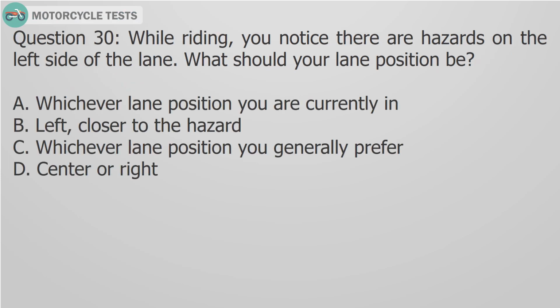Question 30. While riding, you notice there are hazards on the left side of the lane. What should your lane position be? A. Whichever lane position you are currently in. B. Left, closer to the hazard. C. Whichever lane position you generally prefer. D. Center or right.